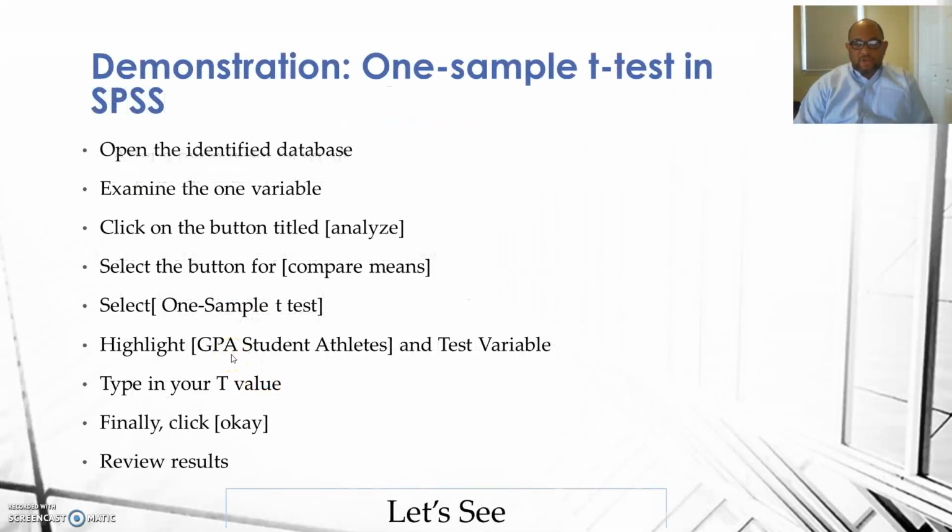Let's look at a quick demonstration. Let's look at what we should do here. We should open and identify the database, examine the one variable, click on this information, select the button with compare means, go to one-sample t-test, highlight and click GPA student athletes to the test variables and type in your test value. We'll talk about that value, and let's look at an example of this.